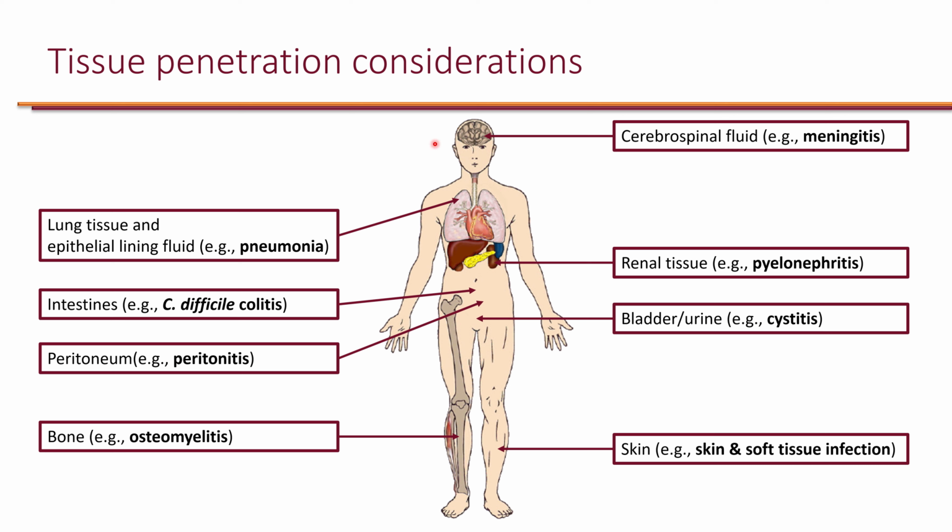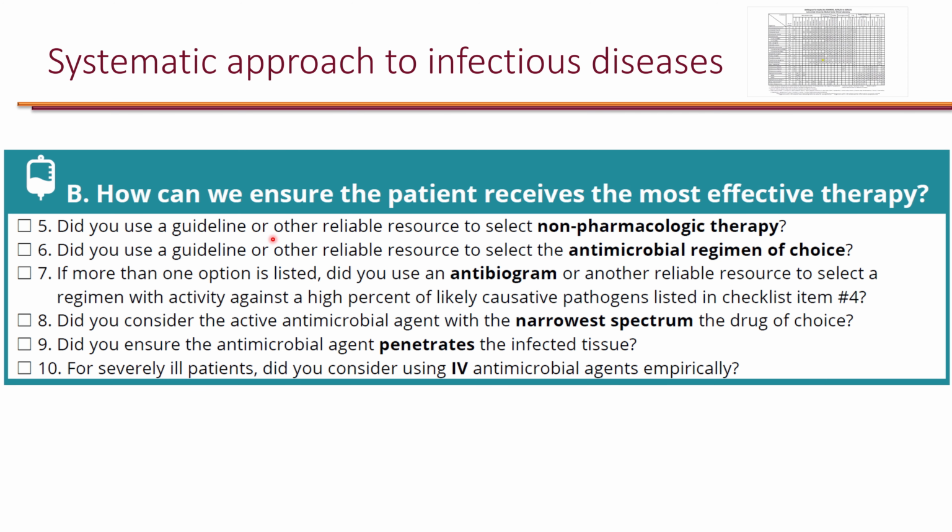Occasionally, if the infection is inside the intestines, for example, Clostridioides difficile colitis, you actually want to make sure that the drug stays in the gut and is not absorbed into the blood. Or if you're injecting into the blood, you want to make sure that it can actually go into the intestine. Otherwise, it's not going to get to the site of infection. And for pneumonia, which is infection of the lungs, you want to make sure there is penetration into the lungs and epithelial lining fluids. So penetration is important.